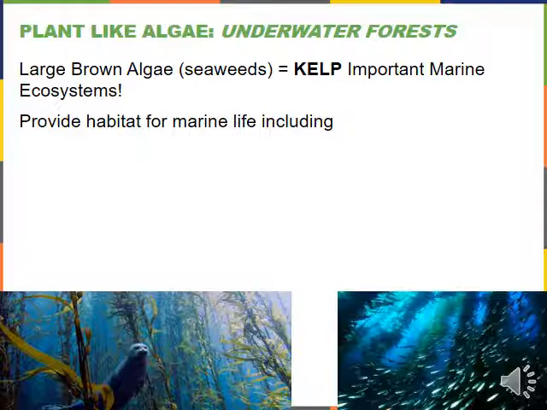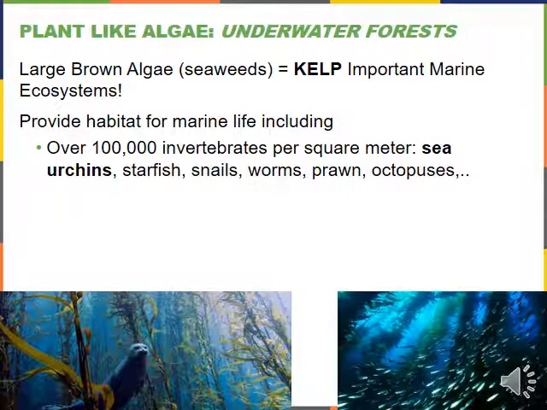Actually, they're the structure for a diverse area, let's say off the coast of California, where we see these vast underwater areas that provide a habitat for a lot of marine life. Studies have estimated that over 100,000 invertebrates per square meter can be found, organisms as diverse as sea urchins, starfish, snails, worms, prawn, even octopi. So a lot can be found in a small little area within these large, vast underwater kelp forests.